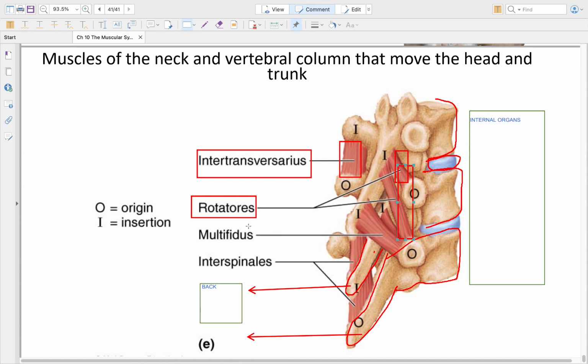Now, the next muscle, the multifidus, connects the tip of the spinous process to the transverse process of the vertebrae underneath.